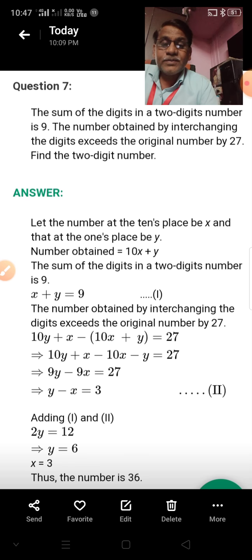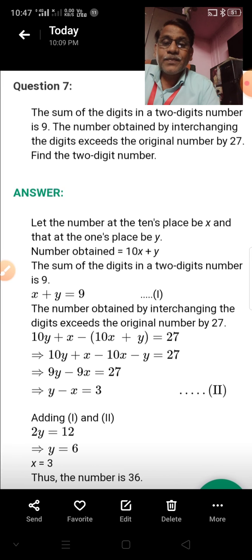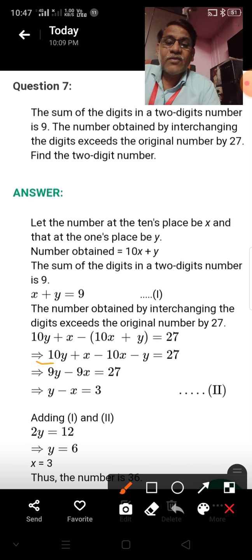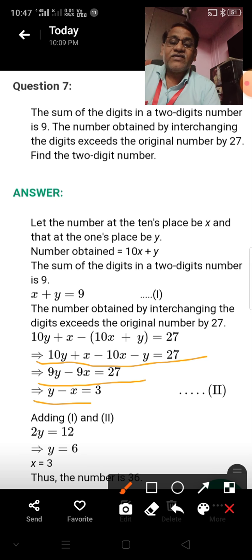So here 10y plus x minus 10x minus y is equal to 27. Therefore 9y minus 9x is equal to 27. So y minus x is equal to 3. Adding equation 1 and 2, you get 2y is equal to 12. Therefore y is equal to 6.